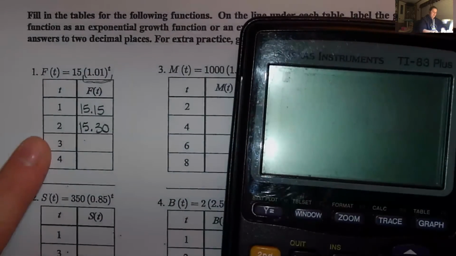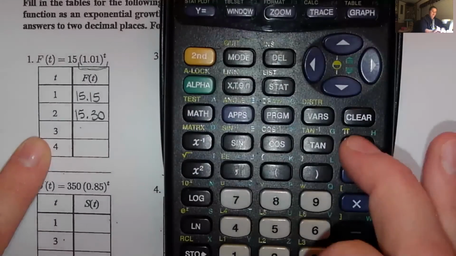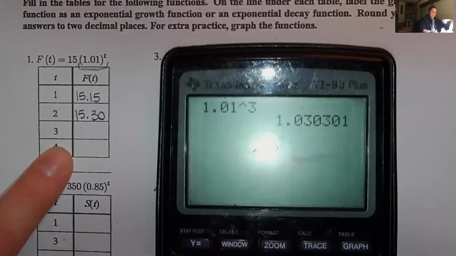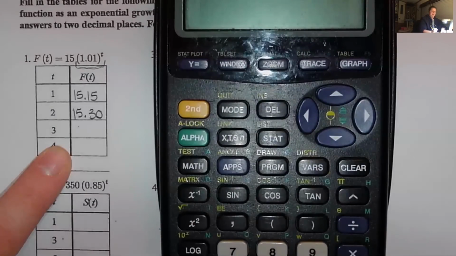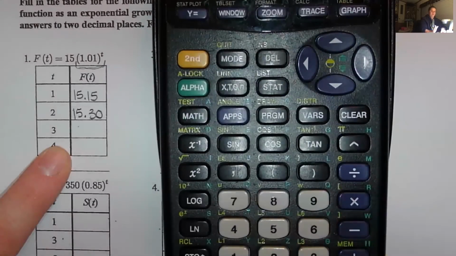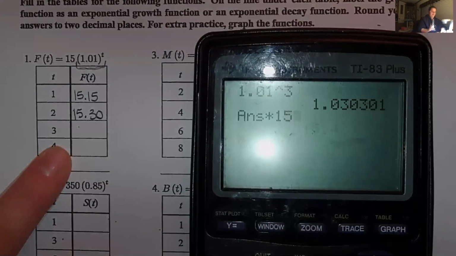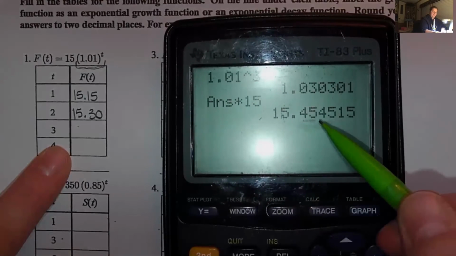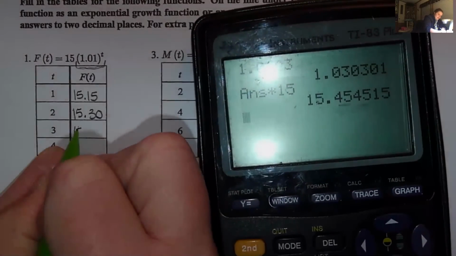Okay. Keep going. 1.01. Caret button to the 3, because that's what it says, to the third now. Press enter. Okay. Now remember, I have to multiply by that 15 on the outside, so I just press multiply right here. And then 15, press enter. Remember, 2 decimal places. So that 5, is that 4 going to round that 5 up or make it stay the same? Make it stay the same.